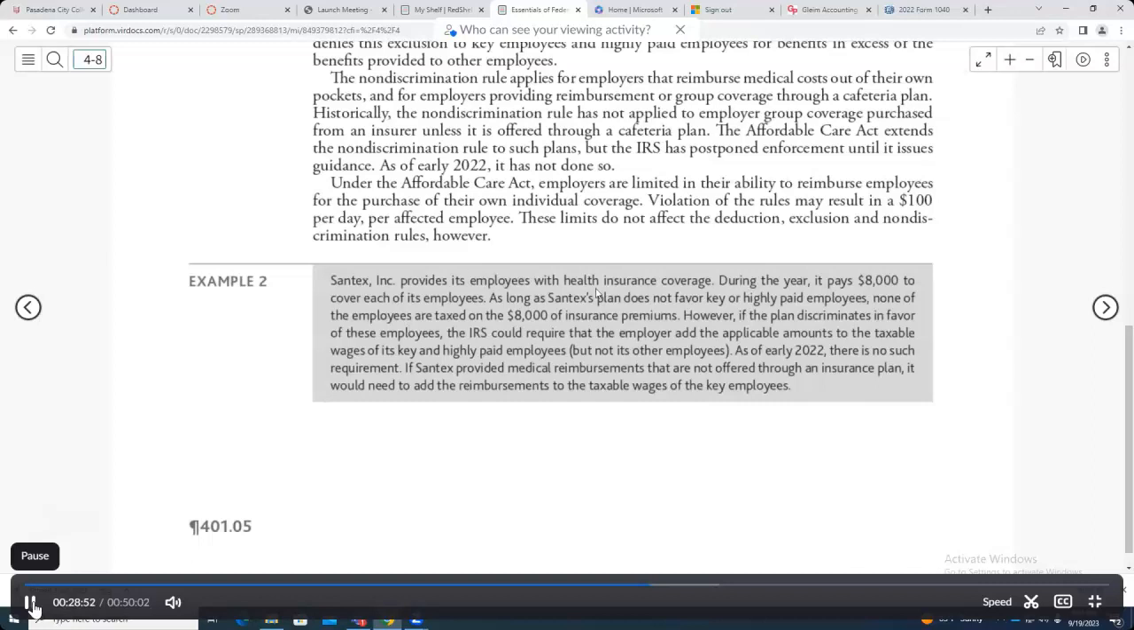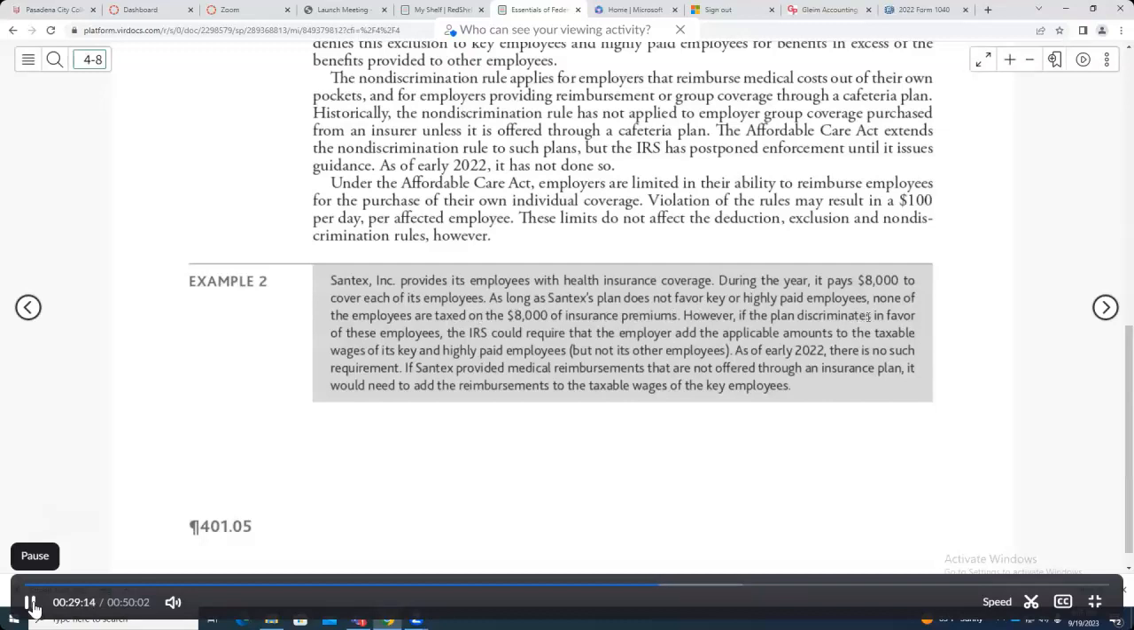Company provides its employees with health insurance coverage during the year. It pays $8,000 to cover each of its employees as long as Santex's plan does not favor key or highly paid employees. None of the employees are taxed on that $8,000 insurance premium.